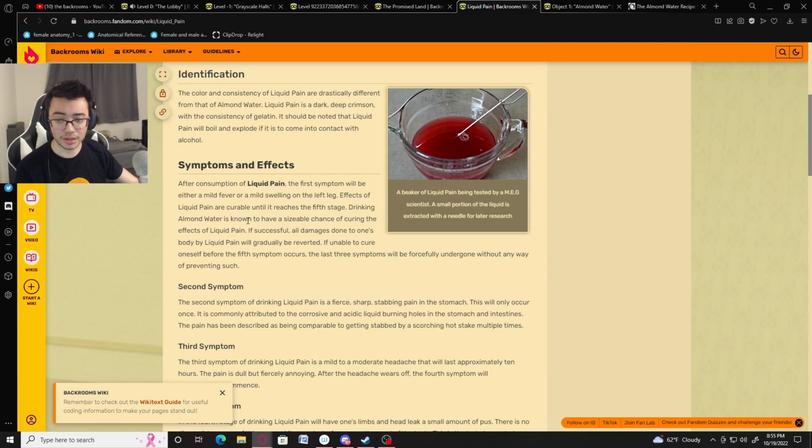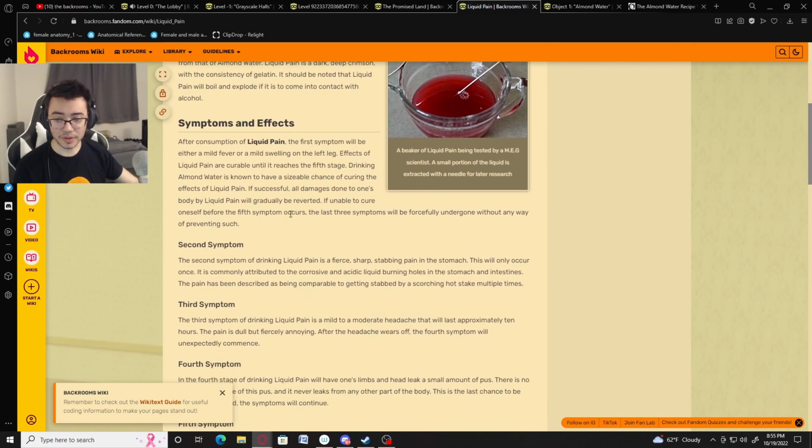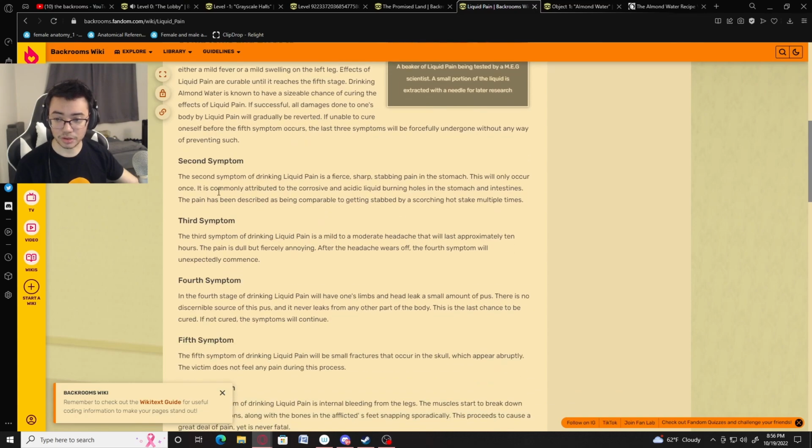Drinking almond water is known to have a sizable chance of curing the effect of liquid pain. If successful, all damages done to one's body by liquid pain will gradually be reverted. If unable to cure oneself before the fifth symptom occurs, the last three symptoms will be forcibly undergone without any way of preventing such.